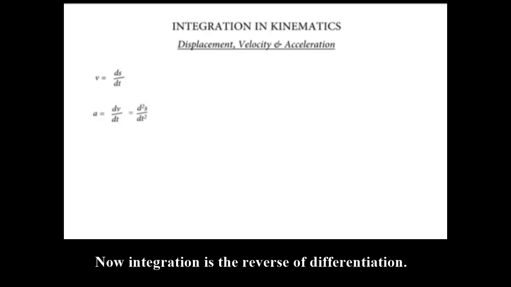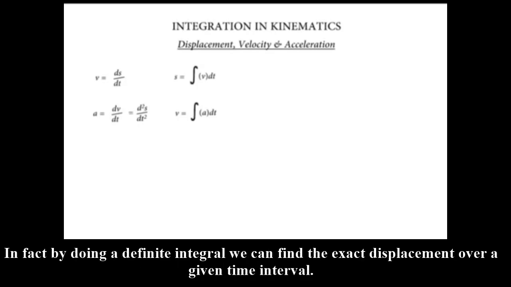Now, integration is the reverse of differentiation. It means that if we integrate an expression for acceleration, we get an expression for velocity. Integrate the expression for velocity and we get an expression for displacement. That is, v is equal to the integral of a with respect to time, and displacement is equal to the integral of velocity with respect to time. In fact, by doing a definite integral, we can find the exact displacement over a given time interval.